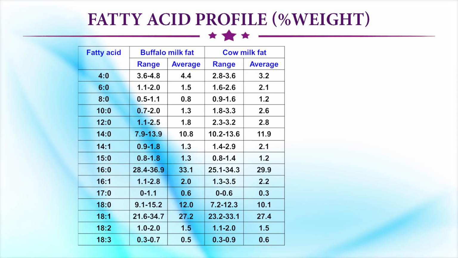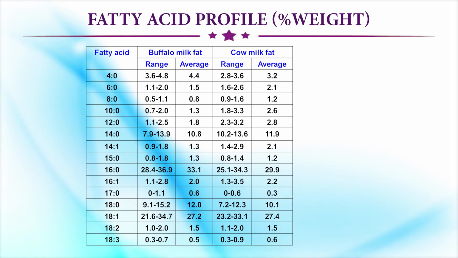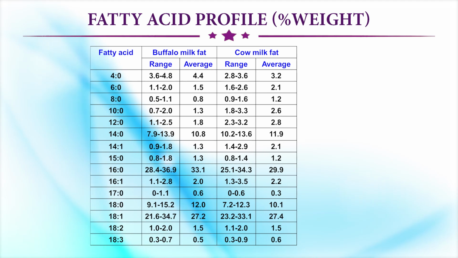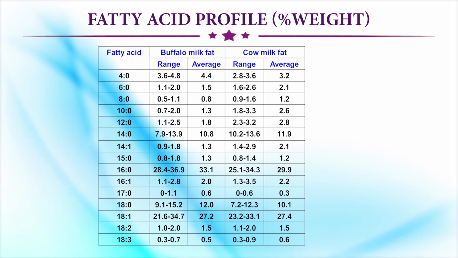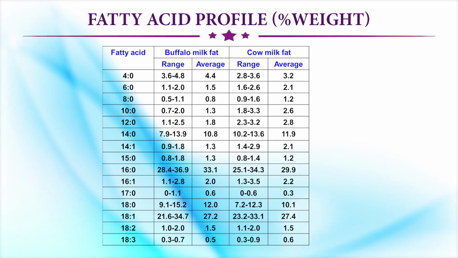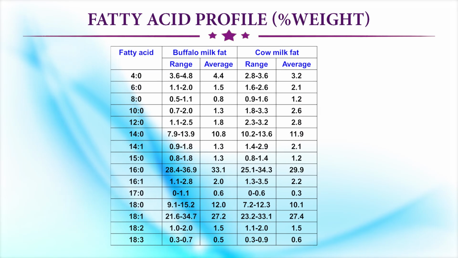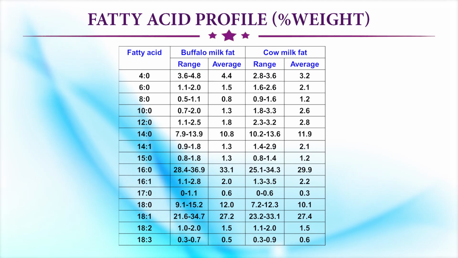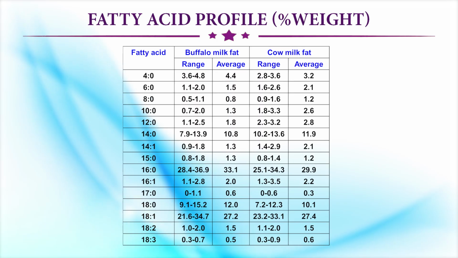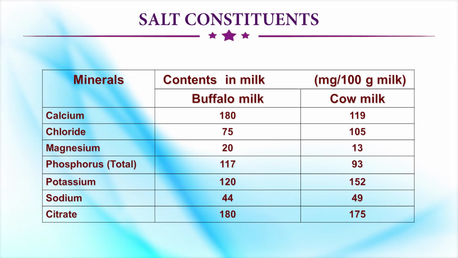Now you can see the fatty acid profiles also of the buffalo milk and cow milk. You can see in the range it is more in the buffalo milk, if we start from C4 up to C14, similarly C15, then C18, C20. So you can see the values are more in buffalo milk as compared to the cow milk. Similarly, we come to the salt constituents.